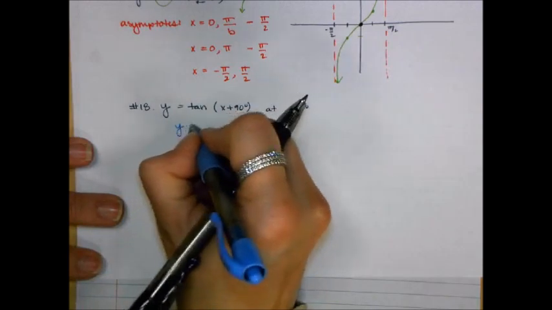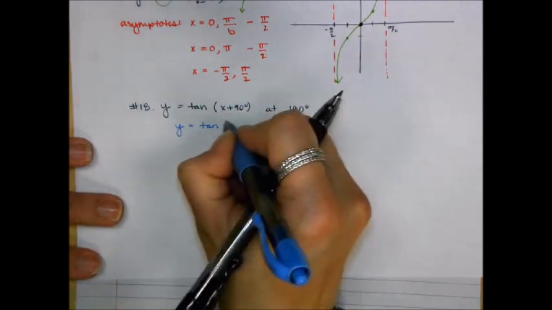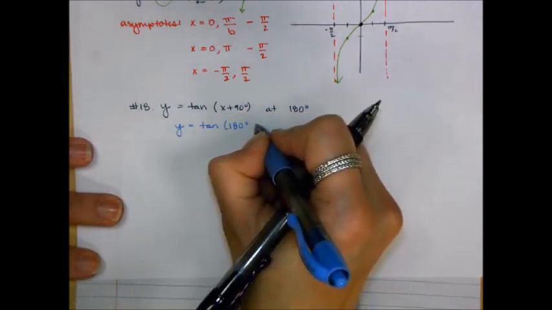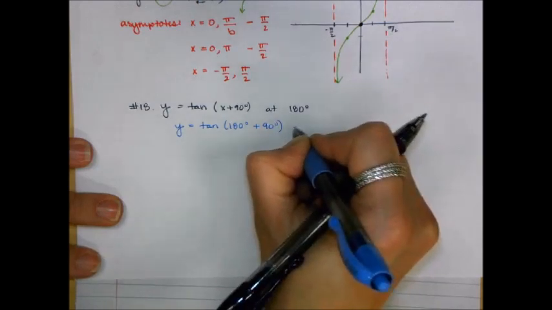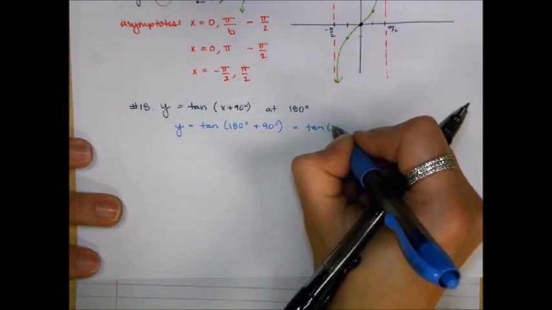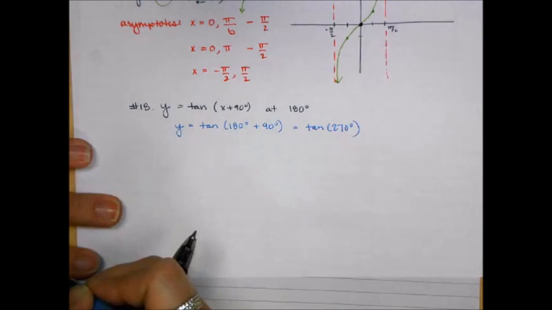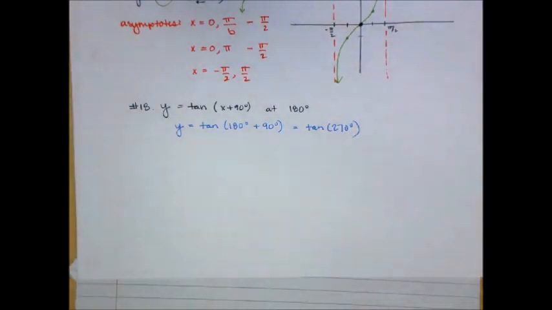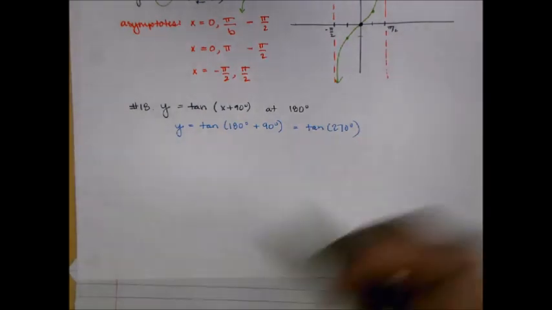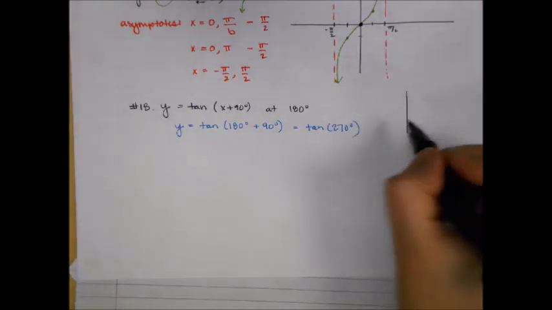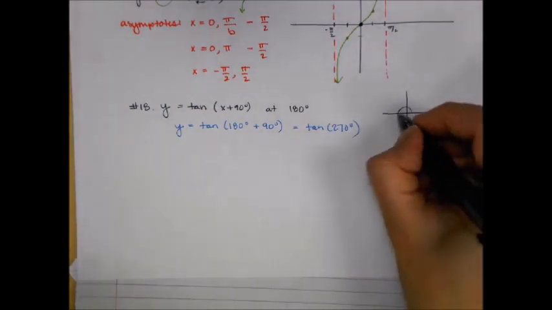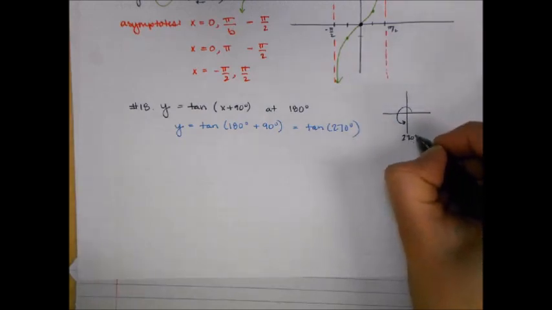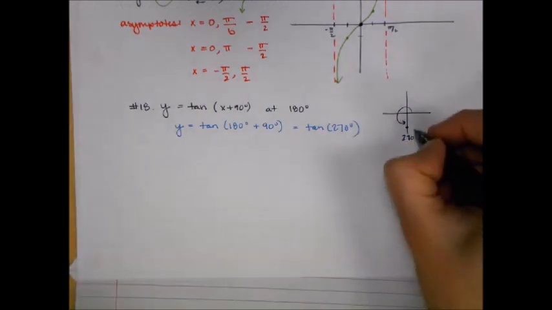We end up with tangent of 270. And so we're just asked to evaluate this. What is the value of tangent at 270? So remember that tangent is y over x. 270 degrees corresponds here to the point 0, -1. And -1 divided by 0 is undefined.